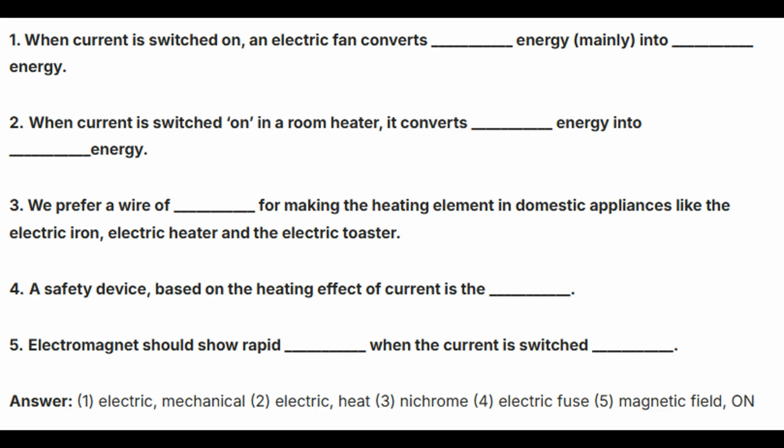Third, we prefer a wire of nichrome for making the heating element in domestic appliances like the electric iron, electric heater, and the electric toaster. Fourth, a safety device based on the heating effect of the current is the electric fuse. Fifth, an electromagnet should show a rapid magnetic field when the current is switched on.